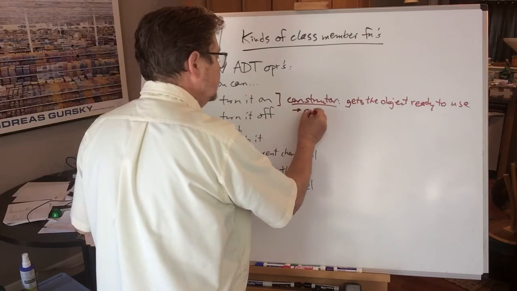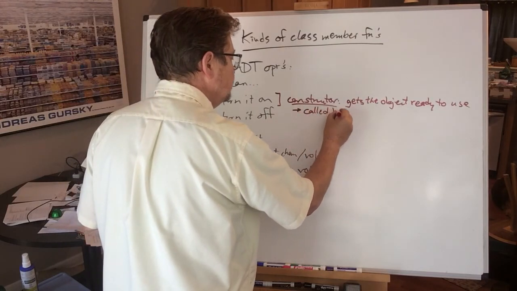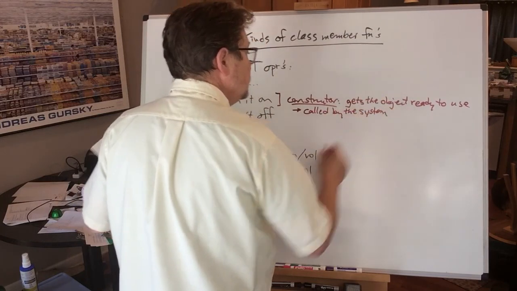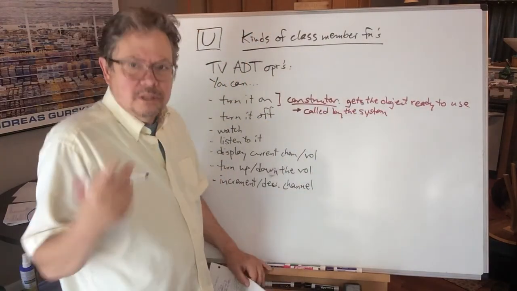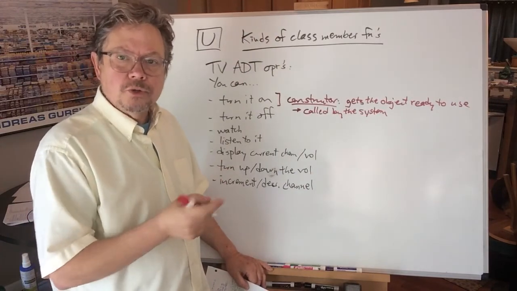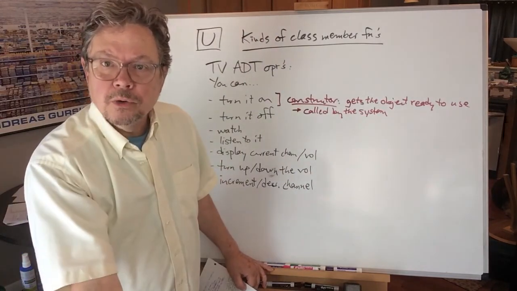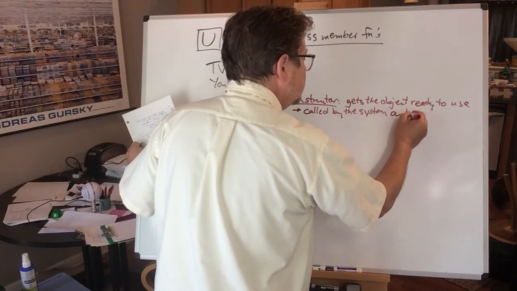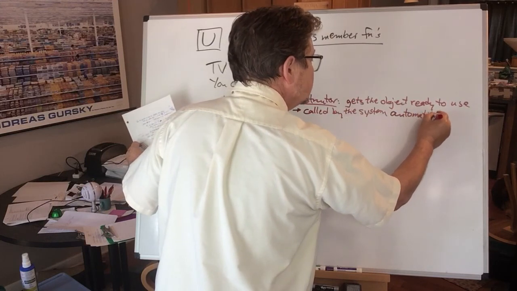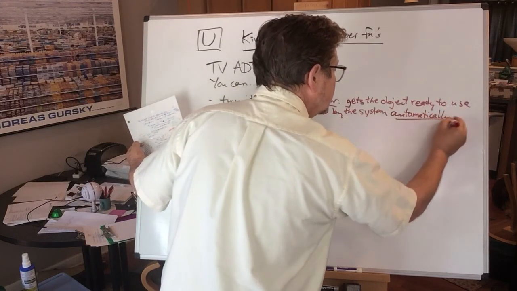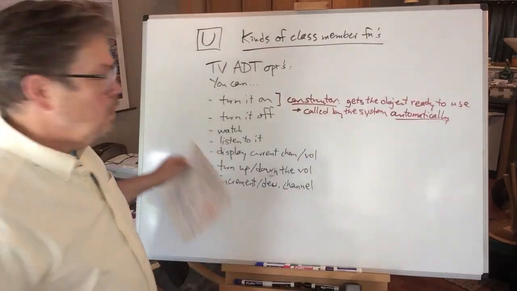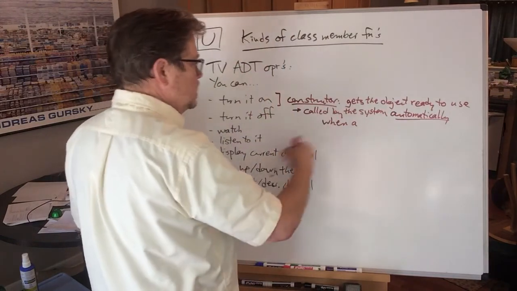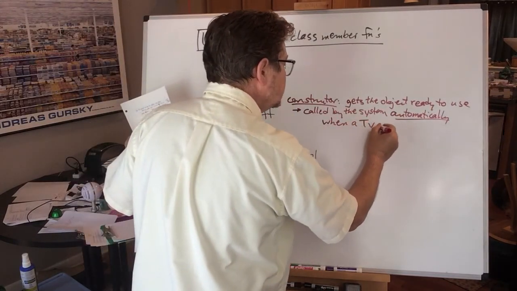This is called by the system automatically. You can think of the CPU as the system that's running your program and executing instructions and going to functions when you call functions. Automatically, when, since I'm talking about TVs, I'll make it specific, when a TV object is created.